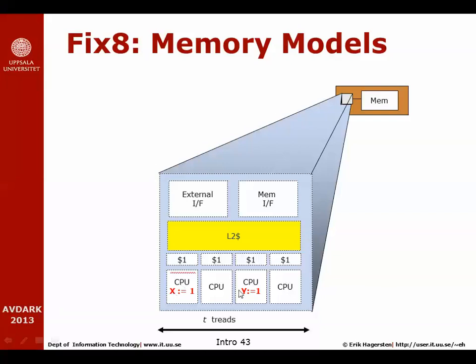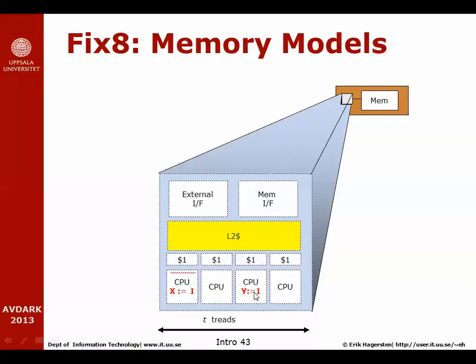Fix number 8 is solving the notion of time or ordering in this machine. So as I said before, these CPUs work incredibly fast. They all execute new instructions every third of a nanosecond. So it's very likely that some of them perform operations at the same time or almost at the same time.